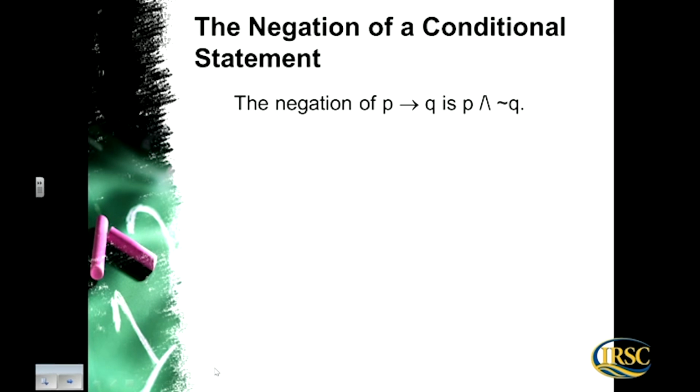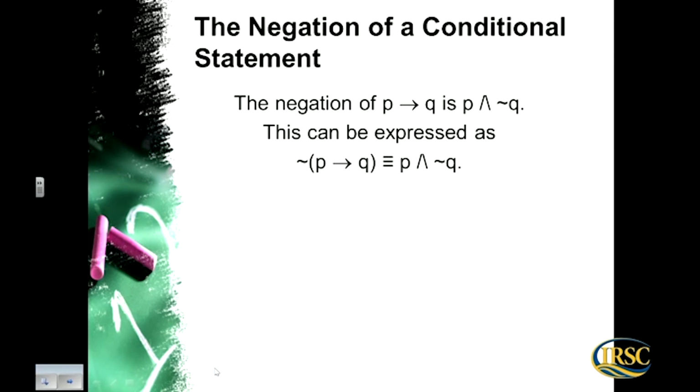Now, another way that I can write this symbolically, instead of using the word negation like I have here on the slide, is if I use it symbolically and use the negation symbol outside parentheses. So that first sentence and this symbolic is the same exact thing. I have the negation of if P then Q is equivalent to P and not Q.